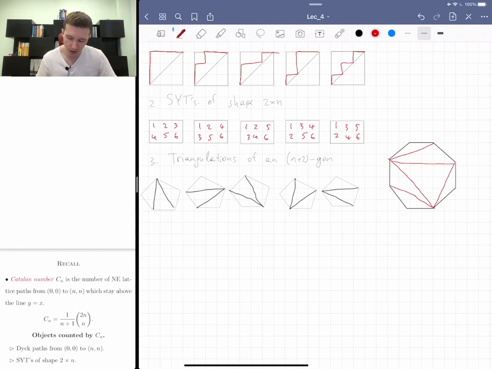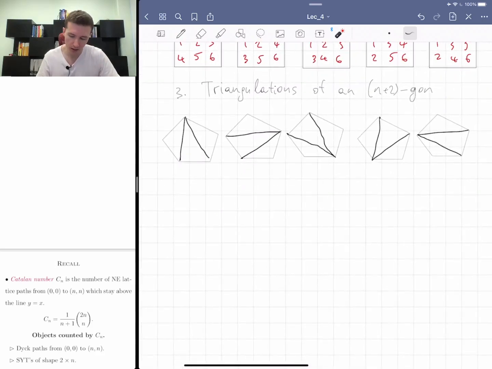The claim is that the number of ways to triangulate this n plus 2 gon is also given by the Catalan number. You can see that these objects are pretty different from the previous objects. For triangulations, there is a circular symmetry: if you rotate a triangulation n plus 2 times, you get back to your original triangulation. Now, it keeps going.